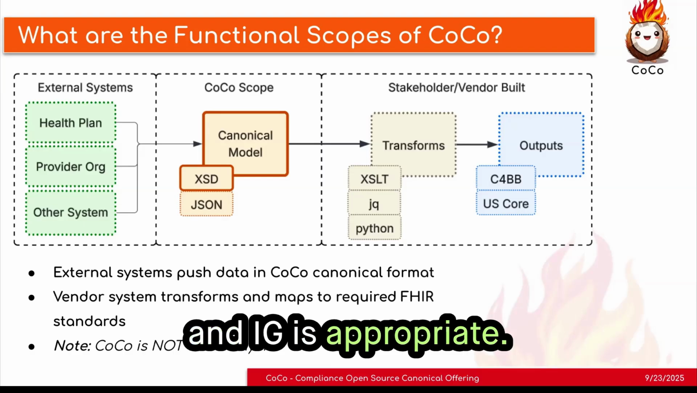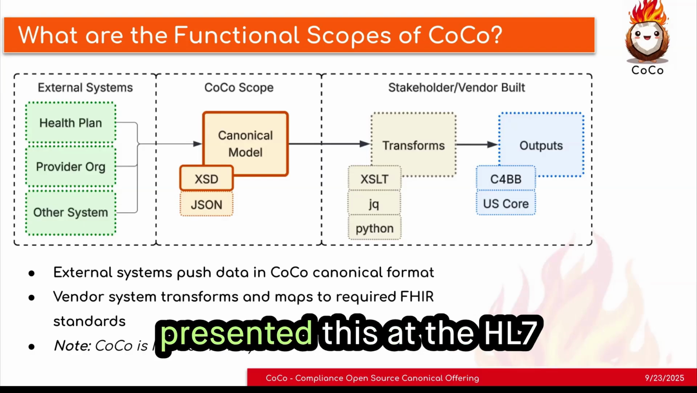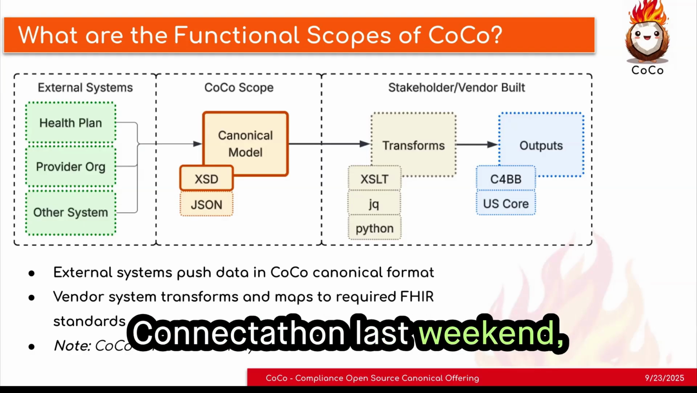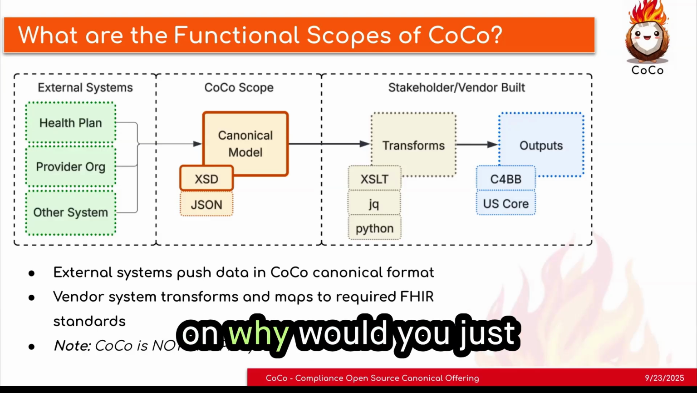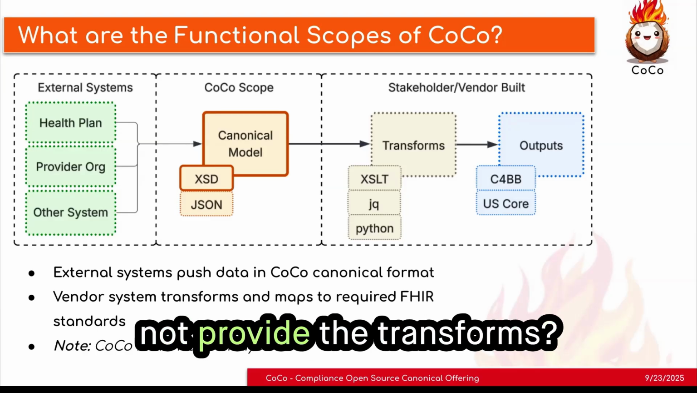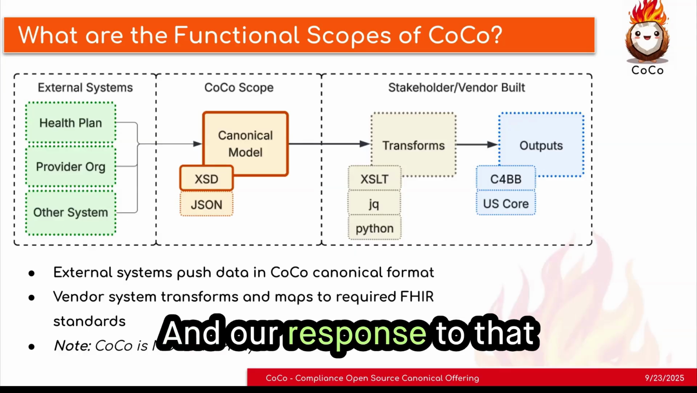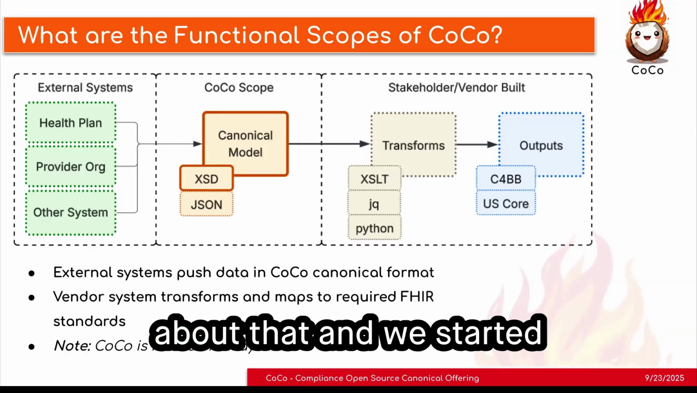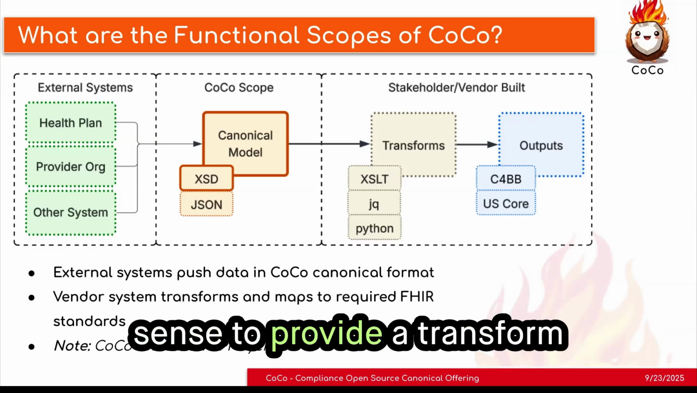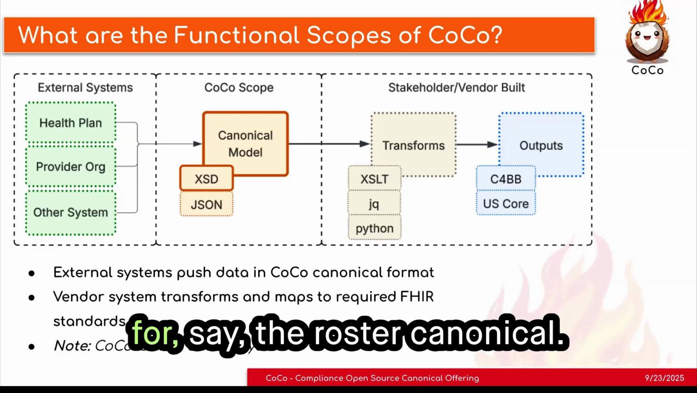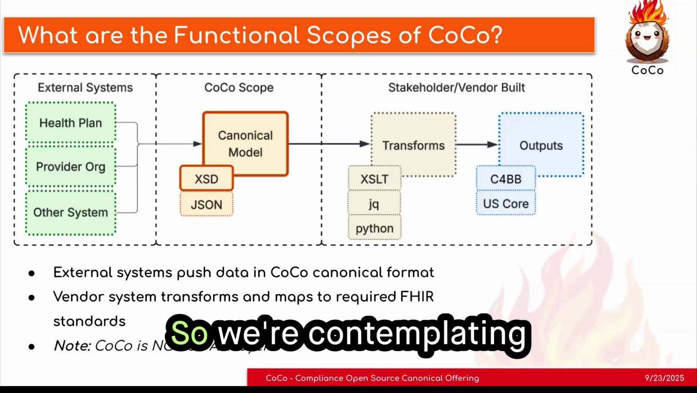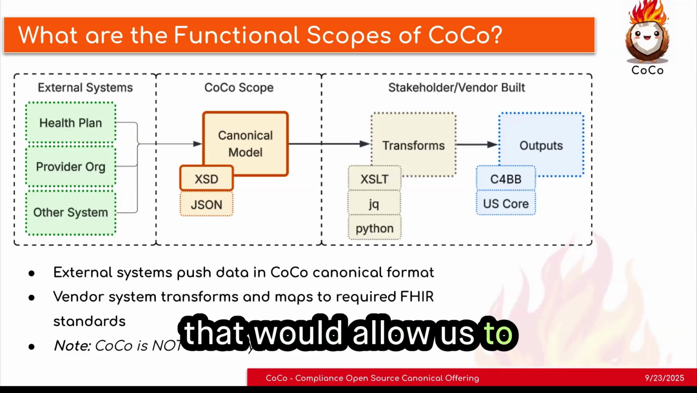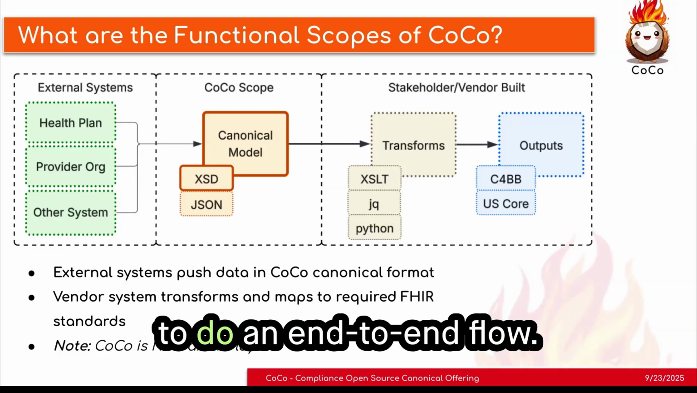One note, we presented this at the HL7 Connectathon last weekend, and we got some feedback on why would you just provide the schema and not provide the transforms? And our response to that was that's part of the secret sauce, right? But we started thinking about that. And we started thinking maybe it makes sense to provide a transform for, say, the roster canonical. So we're contemplating that would allow us to collaborate as an industry to do an end-to-end flow.